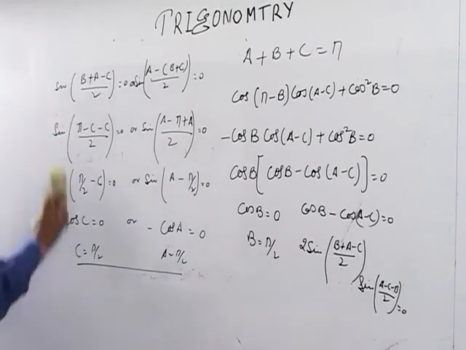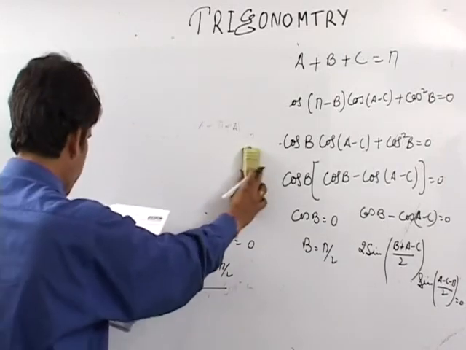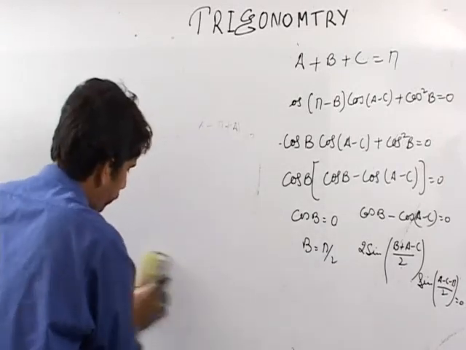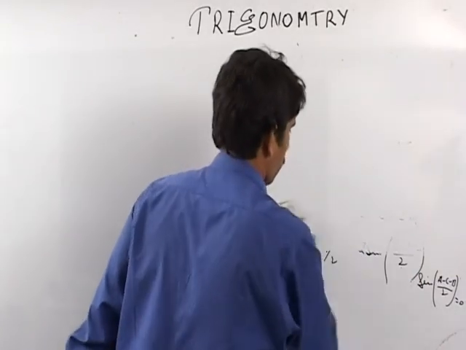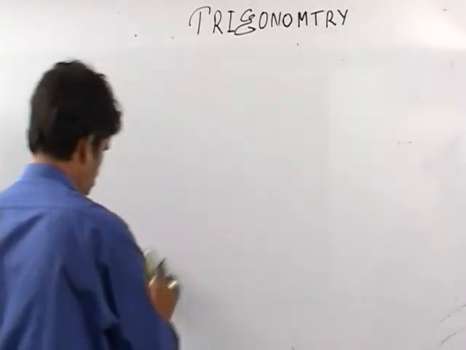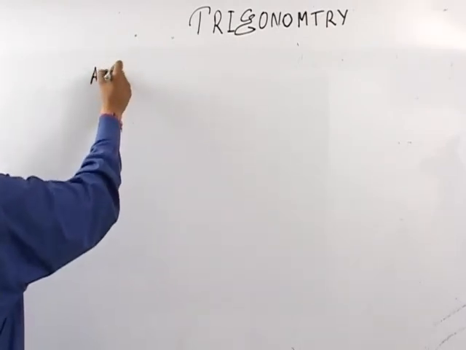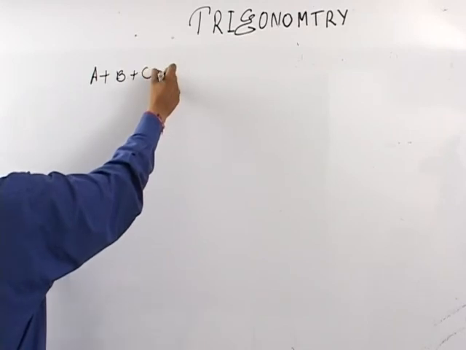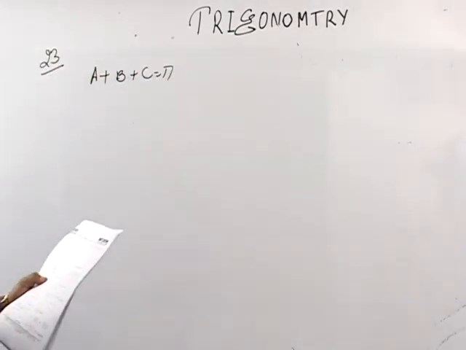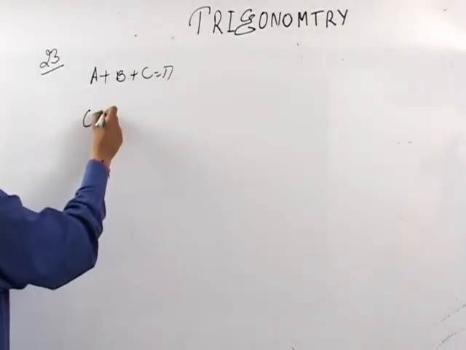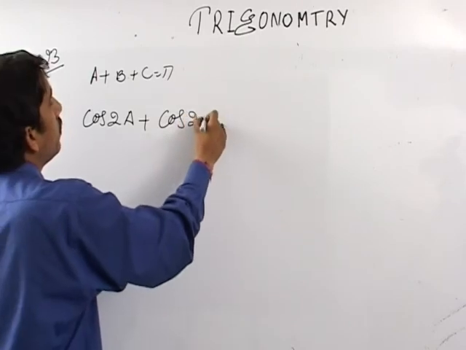So for a right angle triangle you have the property that cos square A plus cos square B plus cos square C is equal to 1. Now next question, question number 23: if A plus B plus C is equal to pi, then you have to find the value of cos 2A plus cos 2B plus cos 2C.